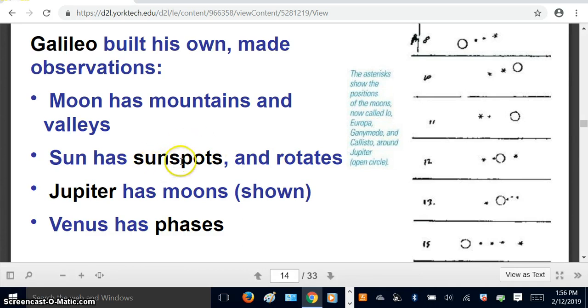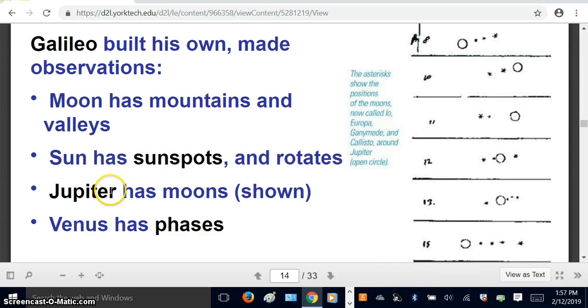It's actually unfortunate that he used his telescope to look at the sun. He probably looked at the sun when it was towards the horizon. It's actually a really bad idea to do that. He ended up going blind the last 10 years of his life, and a lot of people think it has to do with looking at the sun through his telescope.